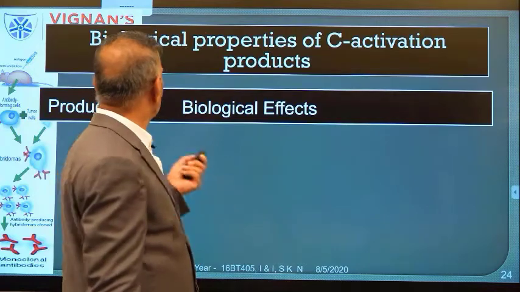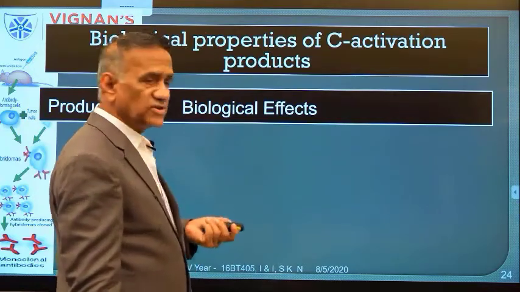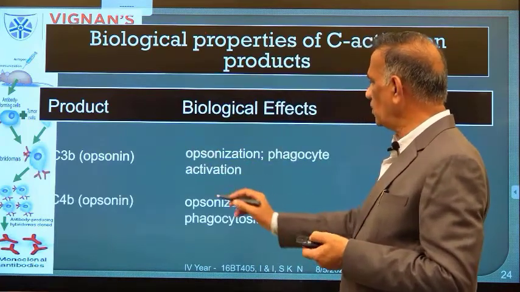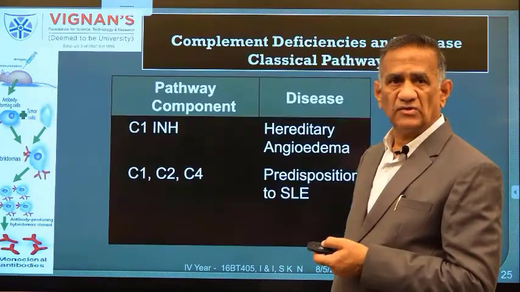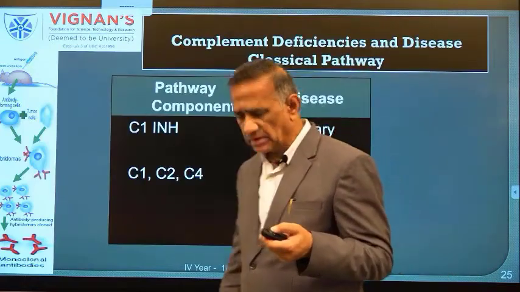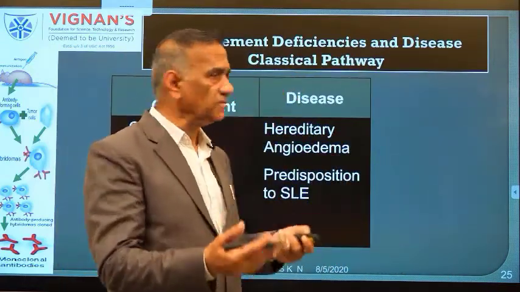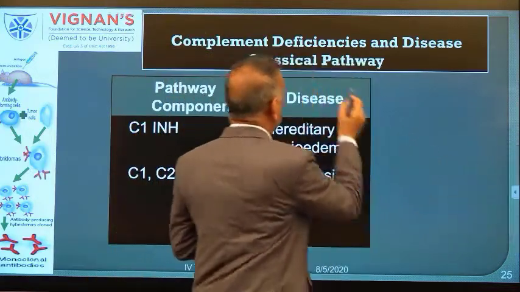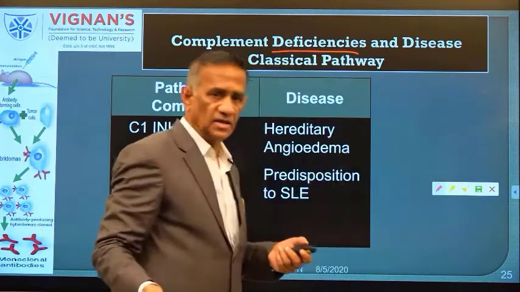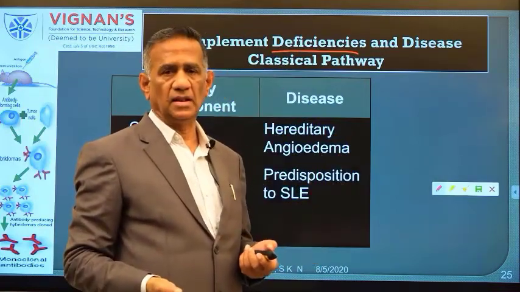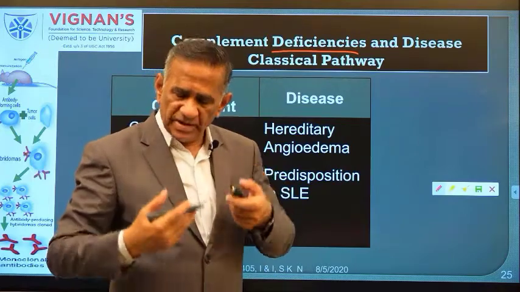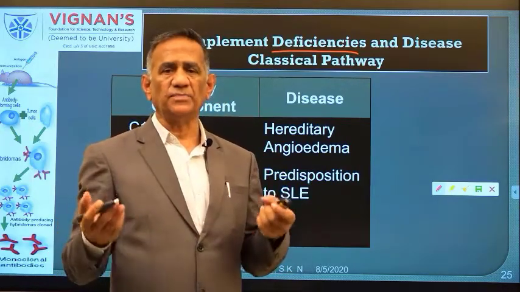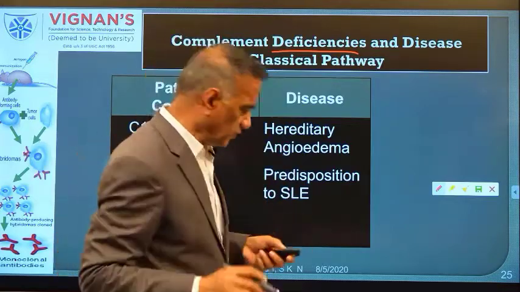Let us see some of the biological properties of C activation products. C3b does opsonization, C4b also does opsonization to promote phagocytosis. We have listed more than 20 molecules here. Let us see the deficiency. All the molecules are not present in everyone. A few of us are ill, a few of us are getting periodic bacterial infections. Why is it? Because complement proteins are deficient. Let us see a few now.